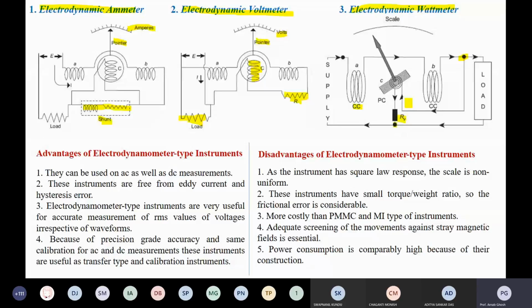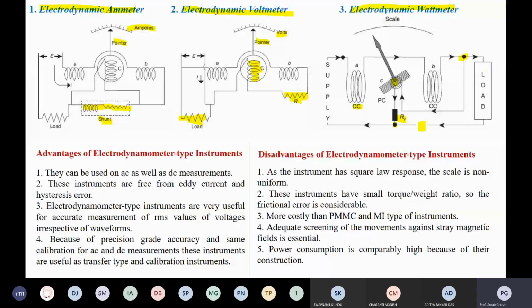Current is passing through this current coil, so you can see that path. Then again it divides: one current passes through your moving coil portion, another current passes through the load. After that they connect again at the neutral point, and finally it feeds back to your supply neutral. So you can see the wattmeter configuration using the electrodynamometer type instrument.